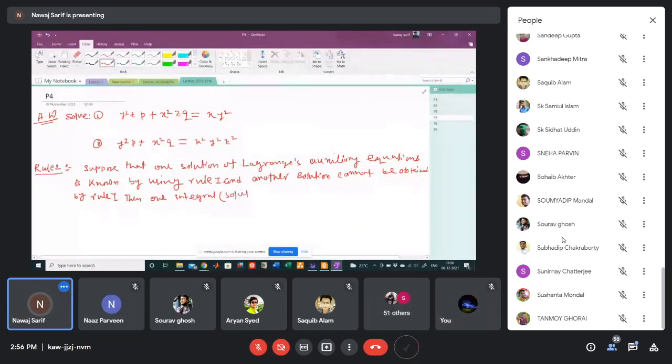Okay, or solution, then one integral or solution known to us is used to find another solution. Do you understand?